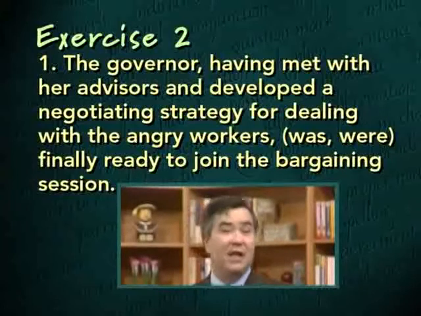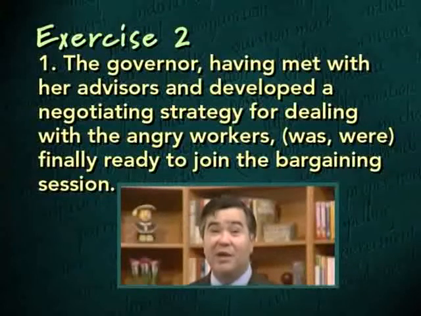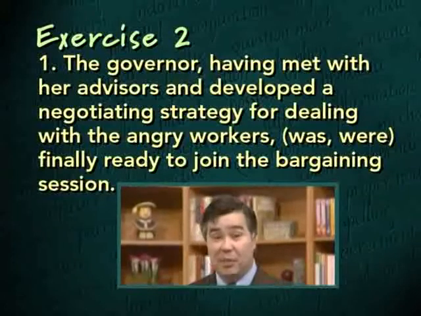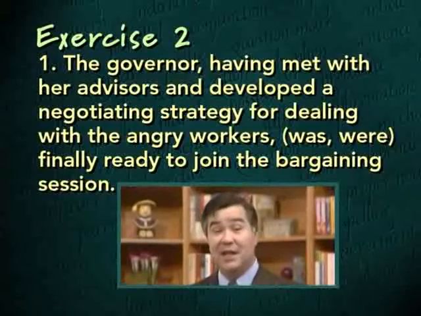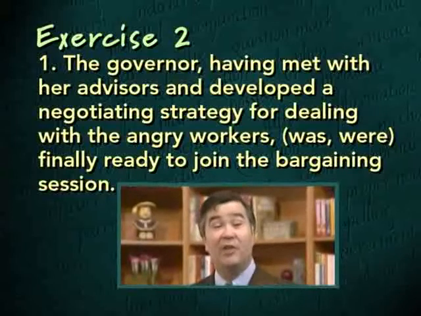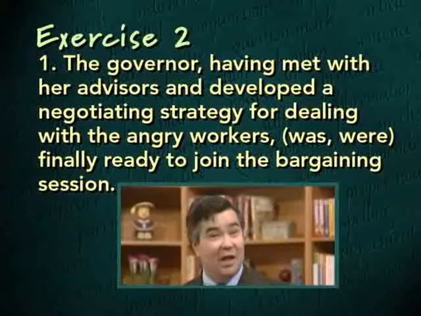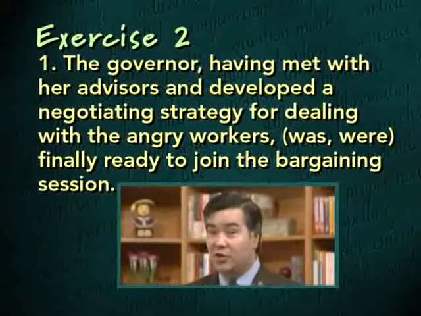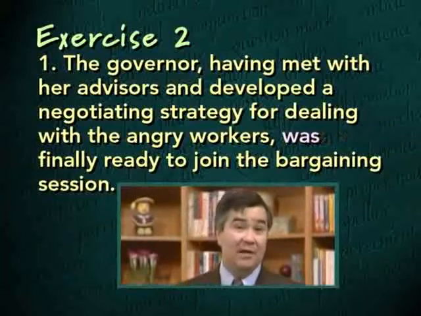It's something that gives additional information about the governor, but which is not part of the actual subject. The person who was or were finally ready to join the bargaining session was or is the governor. So the word governor is the subject of the verb. Governor is singular, it only refers to one person, and so the singular verb was would be correct.